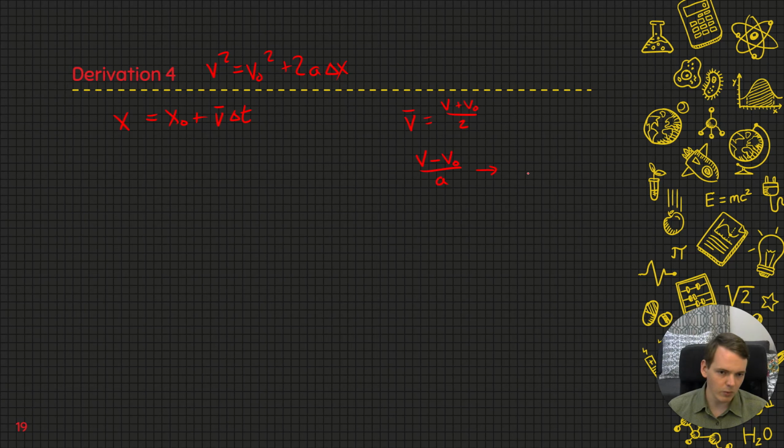And this is just from rearranging a equals delta v over delta t. So if you need to pause to see why this is true, go ahead and just make sure those match. Anyway, coming back over here, x equals x naught plus v plus v naught over 2 times v minus v naught over a. I'm going to clear things out, move some of these things to the left-hand side.